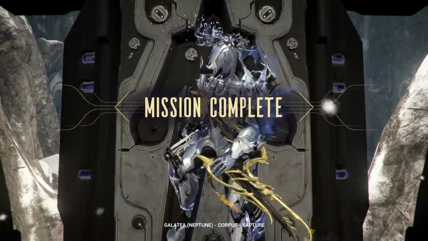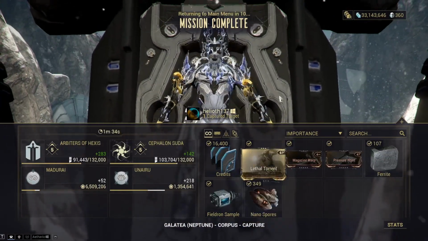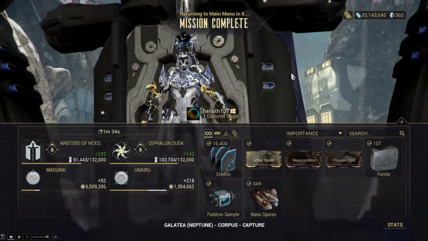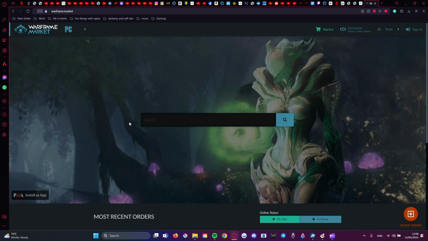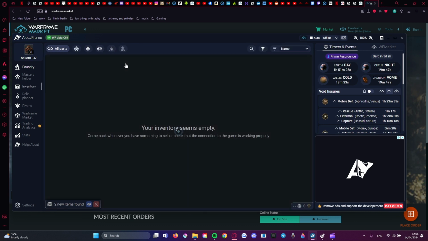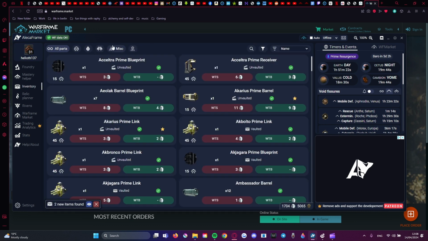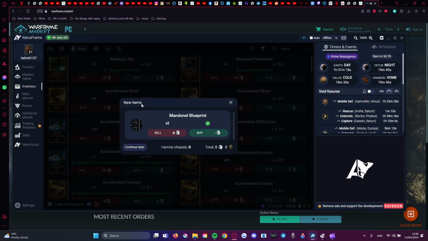And did we get a decent mod that we can sell for some platinum? Lethal Torrent, let's have a look at how much that is worth. So what you're going to want to do with your mods is either use a Lekka frame, super useful, and then you can auto list them with this inventory function. You just go to the mods section and see what new items you found.